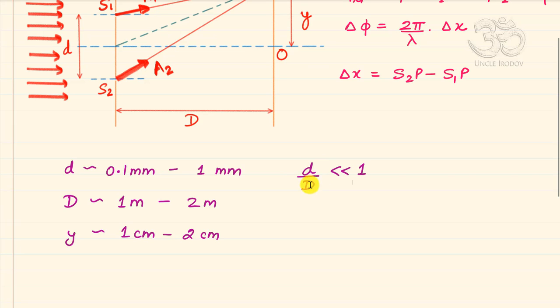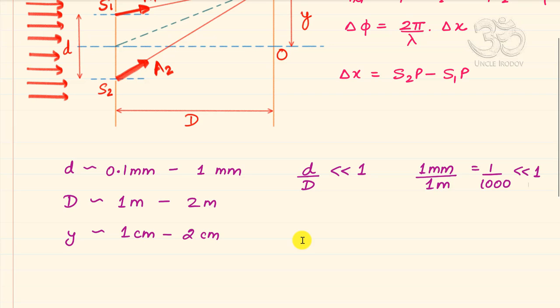In fact, small d by capital D, if I take the largest value of small d, that is 1 millimeter, and the smallest value of capital D, in some cases they will say this D is around 80 centimeters. Fine, ballpark, because I'm not saying it is strictly 1 meter or more. It might be 80 centimeters, 85 centimeters, that is all right, but this fraction will always be much smaller than 1. And for these values, 1 millimeter divided by 1 meter is 1 divided by 1000, which is much smaller than 1. So my assumption is justified.